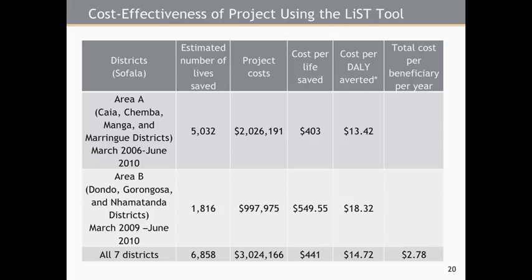But the cost of this care group project in Mozambique, as implemented by Food for the Hungry, is very small. It's only $2.78 per beneficiary per year. And by beneficiary, I mean mother and child. We've estimated a cost per life saved of $441 and a cost per DALY averted of $14.72, which, when compared with other approaches, make it a very highly cost-effective and effective intervention.